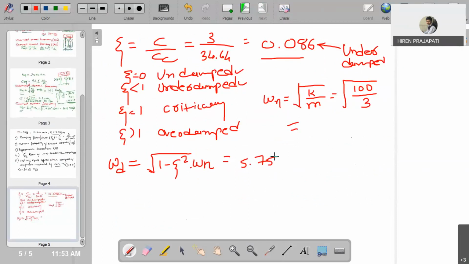What is the unit of omega d? What is the unit of omega n? Radian per second. Yes, that is radian per second. Zeta has no unit, so omega d will also be radian per second.